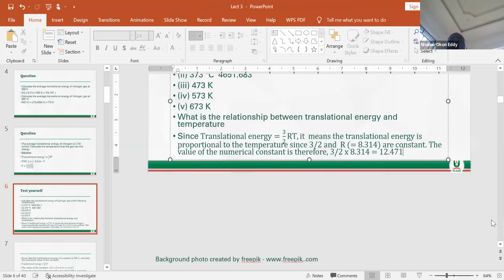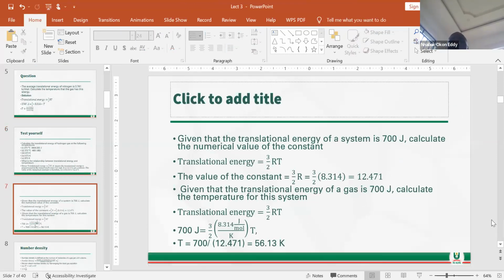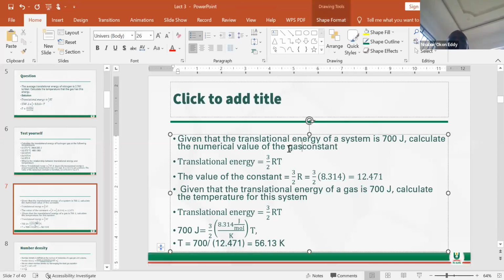But if you don't know, you can go back to the preliminary status. Given that the translational energy of a system is 700 joules, calculate the numerical value of the constant. Let's say of the gas constant. A constant is the one you can express in value. So that's a constant. We have already calculated that.